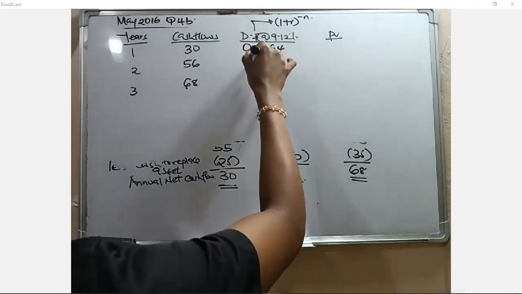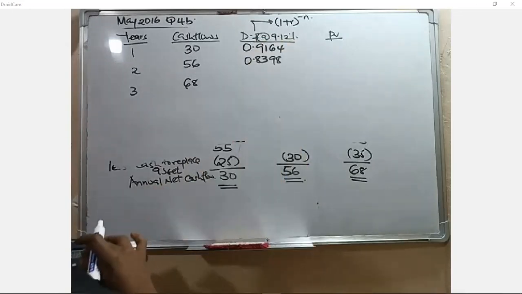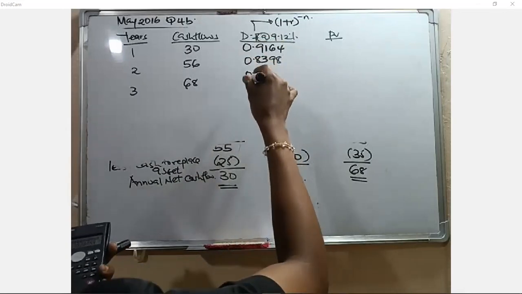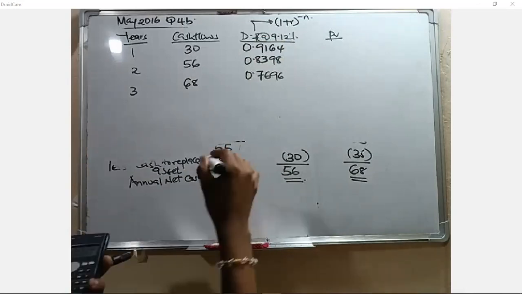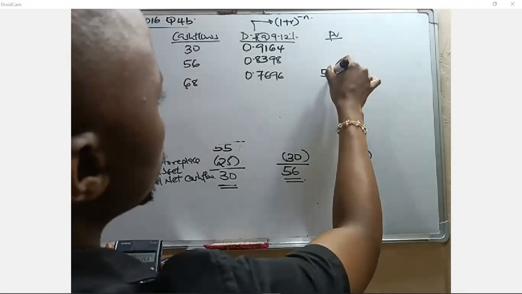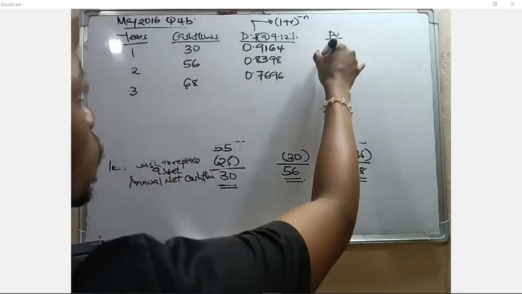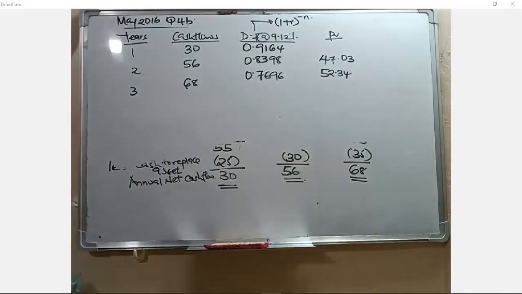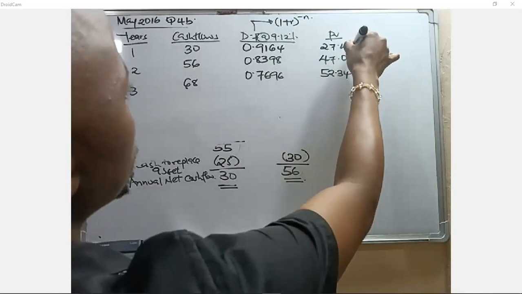Let us go to the second year. 0.8398. Let us go to the third year. We are getting 0.7696. Multiply with your cash flows times 68. We are getting 52.34. The other one will be 0.8398. Then you multiply by 56, getting 47.03. Then we have 0.9164 times 30. What you are getting is 27.49.